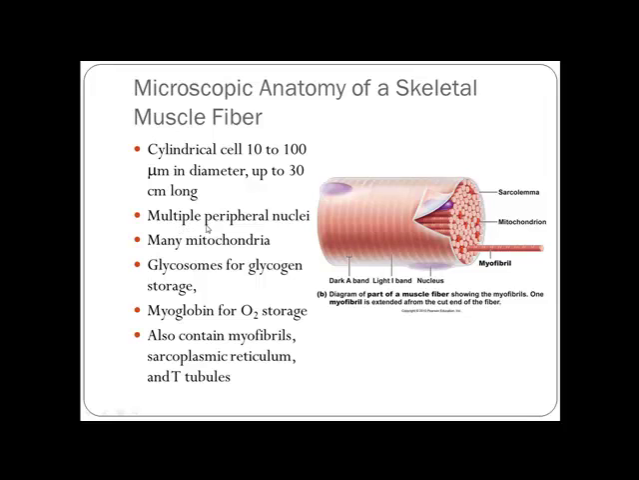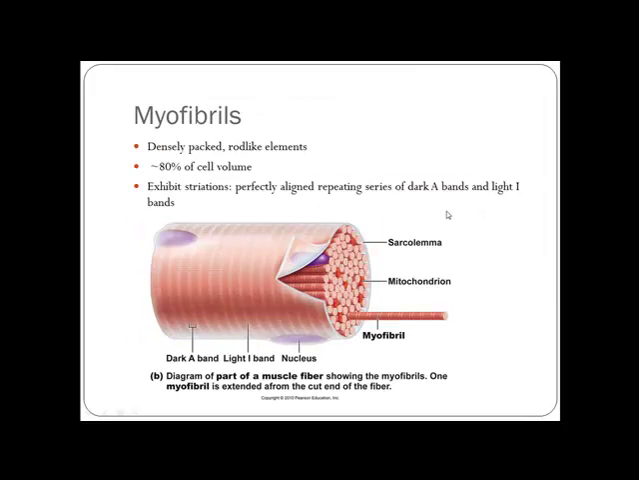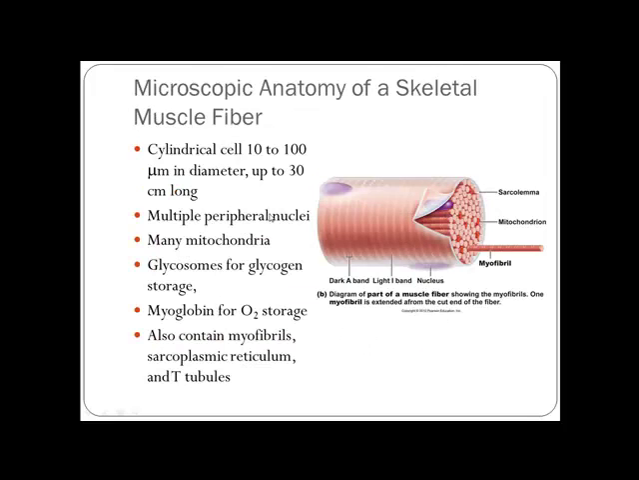Each muscle cell will have multiple peripheral nuclei, so we call that multinucleated. They have lots of mitochondria. Why? They need lots of energy. It makes sense. Our muscles use lots of energy to contract. They have glycosomes for glycogen storage. Why? One of the things our muscles will use to form energy is glycogen. They have myoglobin, which will be used for the storage of oxygen.